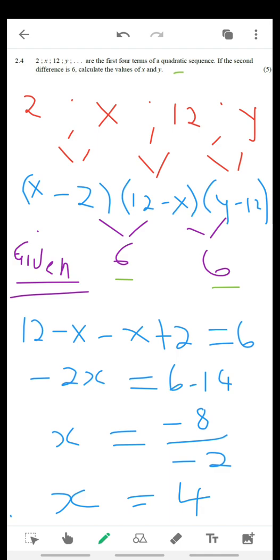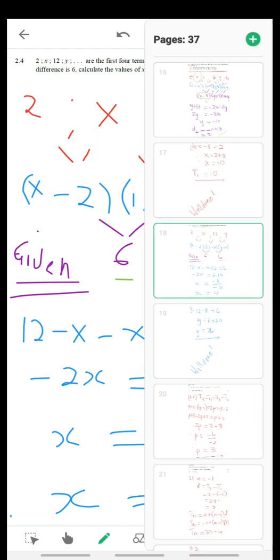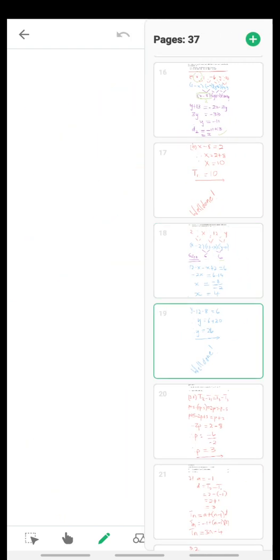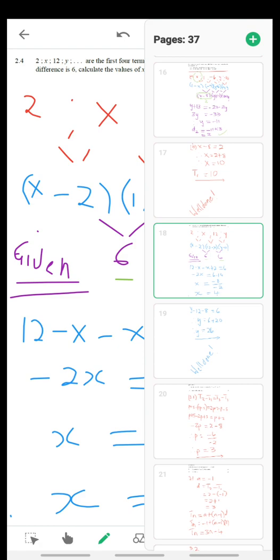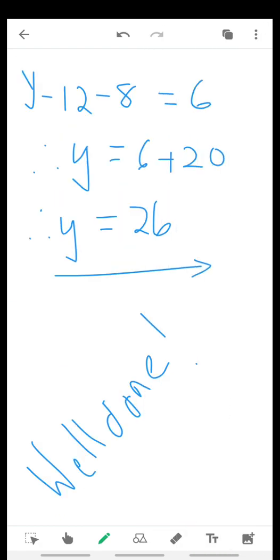Okay, so now, when I equated that, I said this is equals to 6, then I solve for x. So minus x minus x was minus 2x. 12 plus 2 was 14. Transposing, 6 minus 14 gave me minus 8. And dividing by minus 2, I got x is equals to 4. Then finding y, I just looked at one of these which has y. I said y minus 12 minus (12 minus x). You remember? So as a result, this is equals to 6, all of it, and I solved for y. Y was equals to 26.